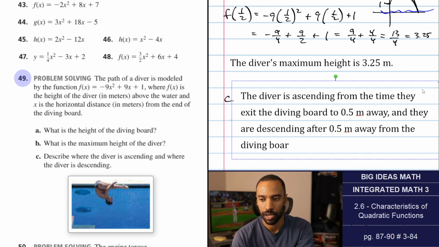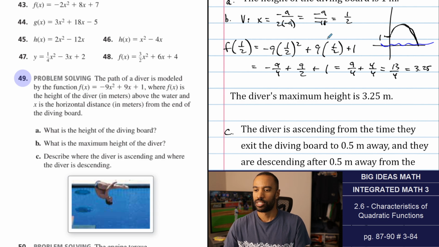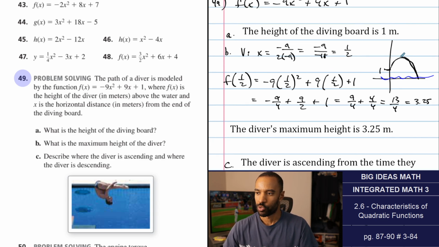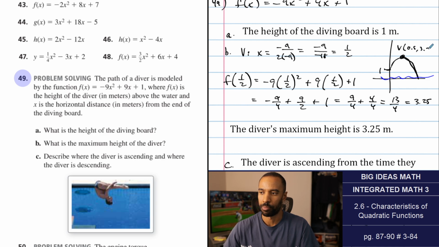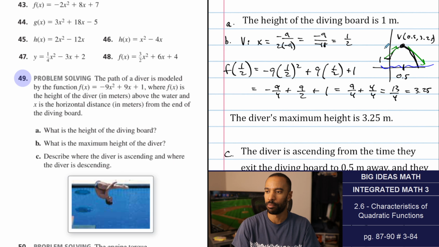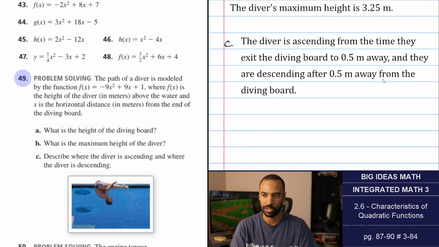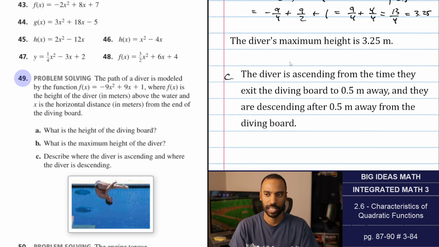So this is where I'm gonna use the graph again. This vertex here is at 0.5 comma 3.25. So the 0.5 is this guy right here. They're ascending here, they're descending here. Before, from 0 to 0.5 meters, they're ascending. From 0.5 meters onward, they're descending. And that's part C. Okay, let's go to number 50.